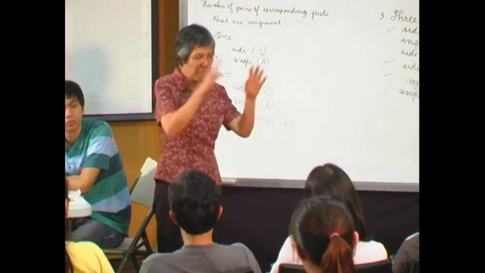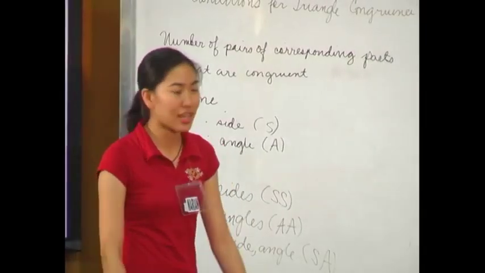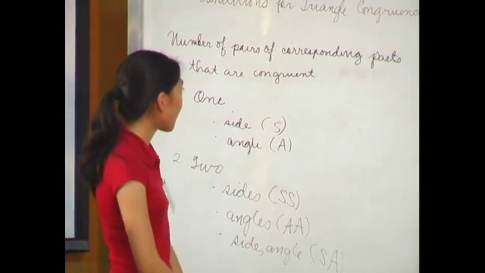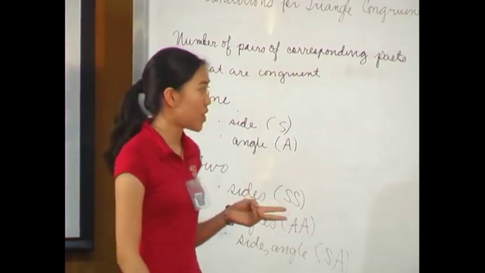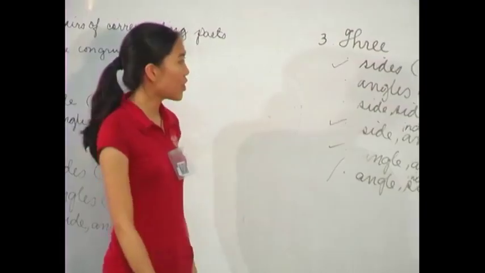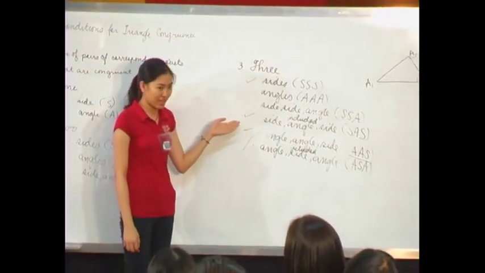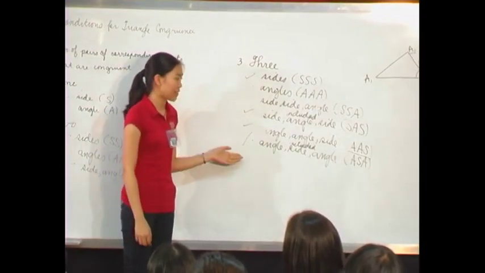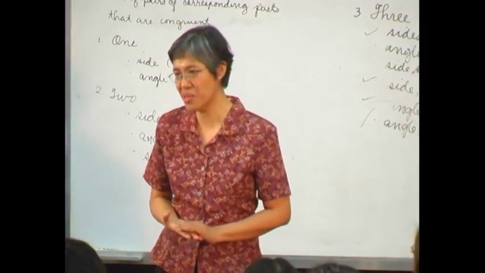So let's wrap up our lesson. What is it that we learned? So what we learned today is that 3 is the least number of pairs of corresponding parts that have to be congruent for 2 triangles to be congruent. So these are side-side-side SSS, side-angle-side SAS, angle-angle-side AAS, and angle-side-angle ASA. I think at the beginning I already mentioned this.